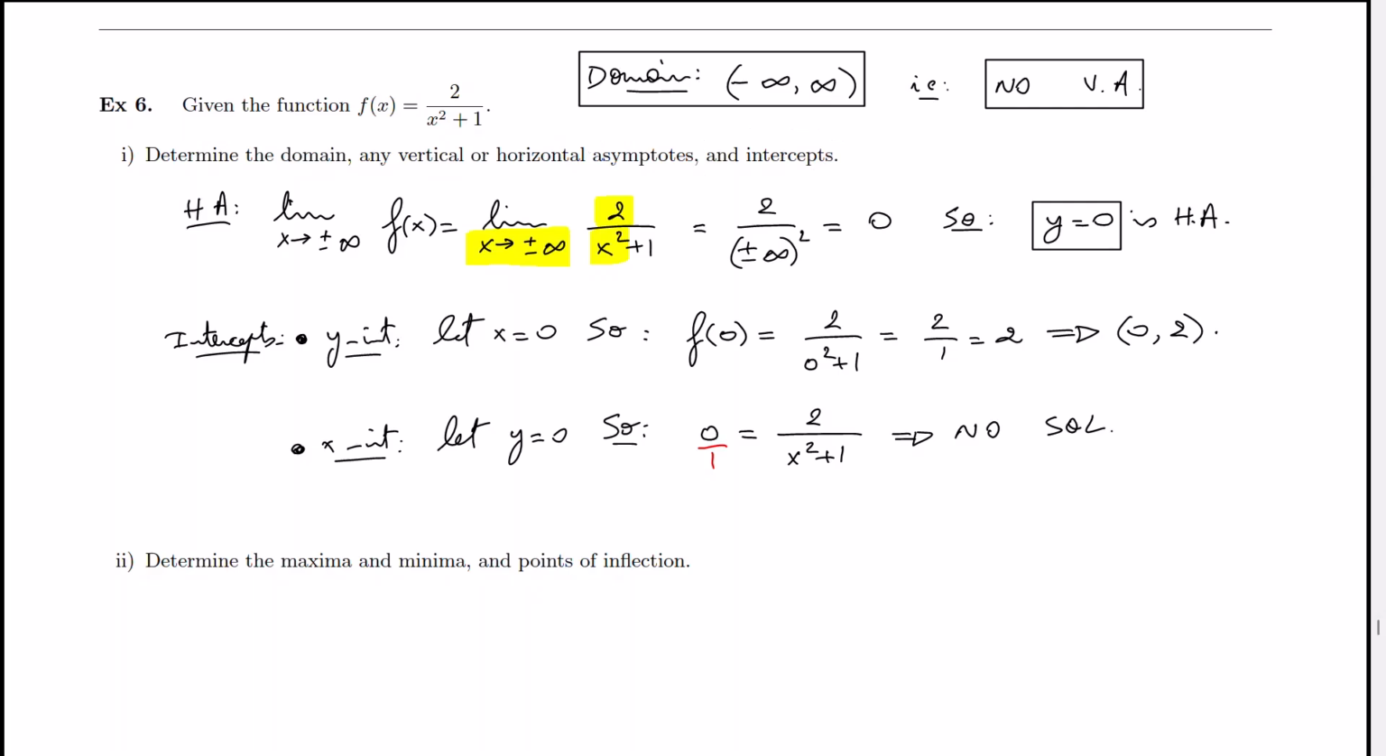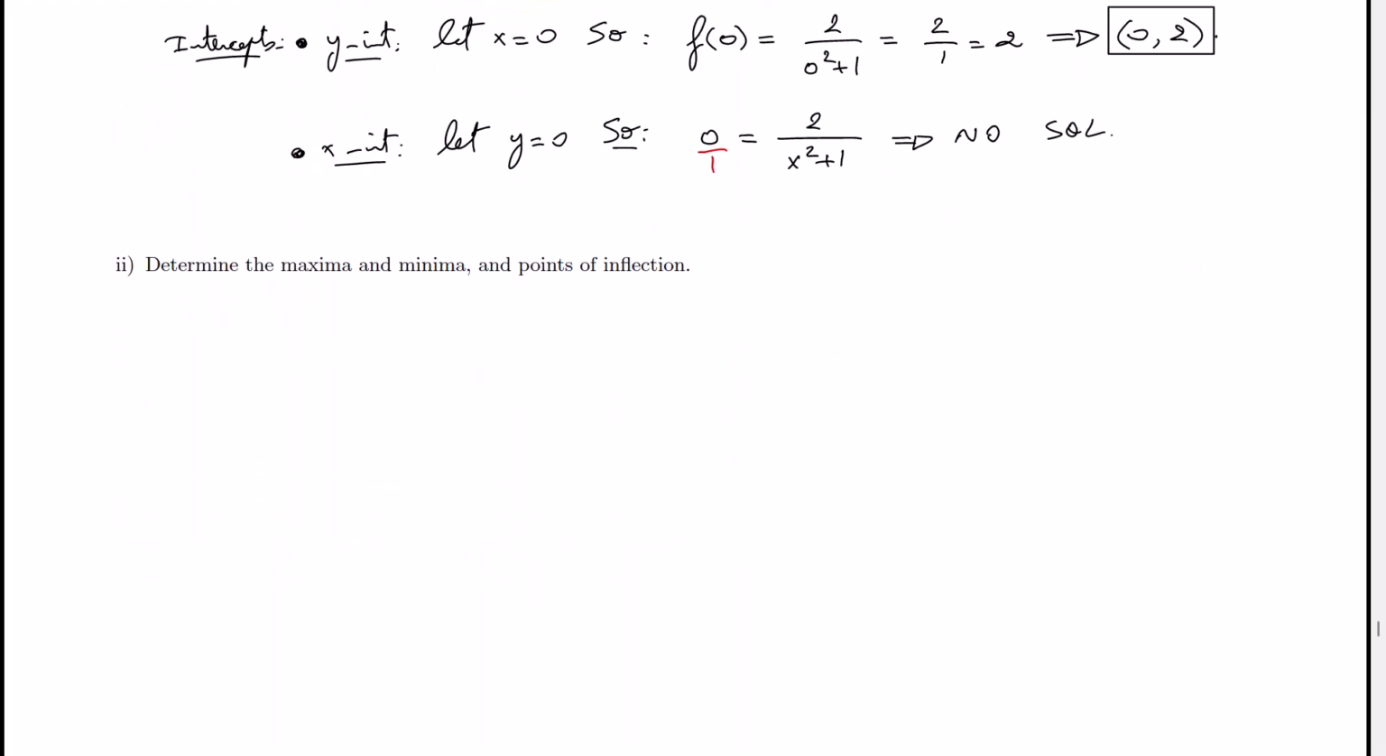So we only have one intercept, which is (0, 2). We only have one type of asymptote. It's a horizontal asymptote, y equal to 0. And that's it. We're done with part 1. So next for part 2, it's asking us to find the maxima, minima, and points of inflection. So again, we need the first and second derivative for this.